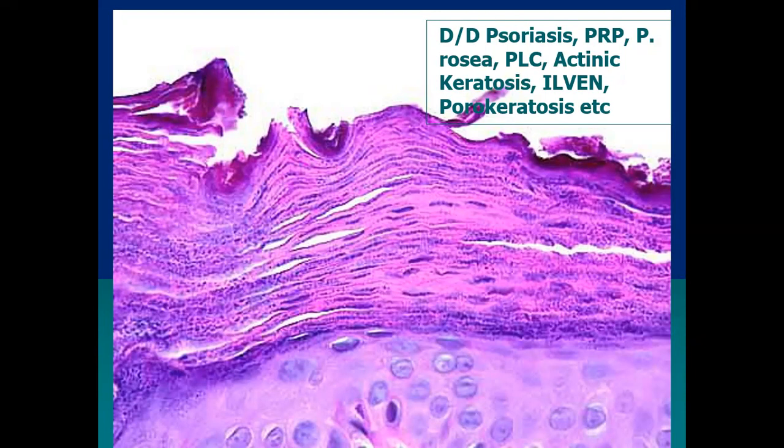rosea, in pityriasis lichenoides chronica. In actinic keratosis, it is also common to find both hyper and parakeratosis. Similarly, alternating hyper and parakeratosis is also seen in inflammatory linear verrucous epidermal nevus. And in porokeratosis, you see a single column of parakeratotic cells invaginating the epidermis at an angle.